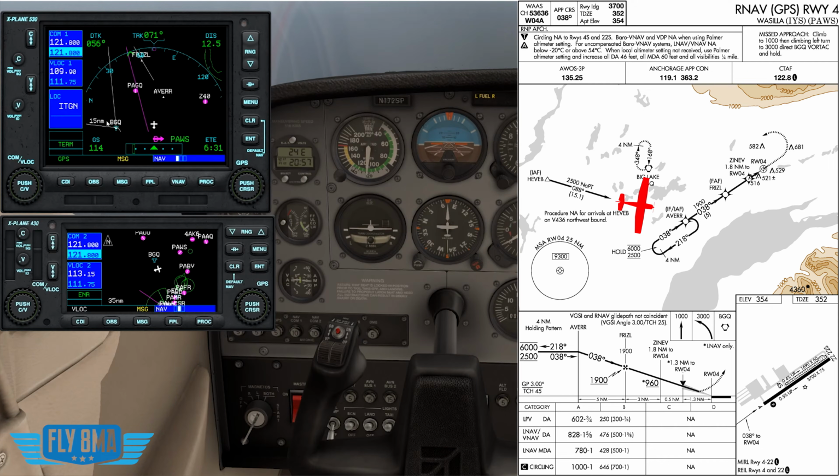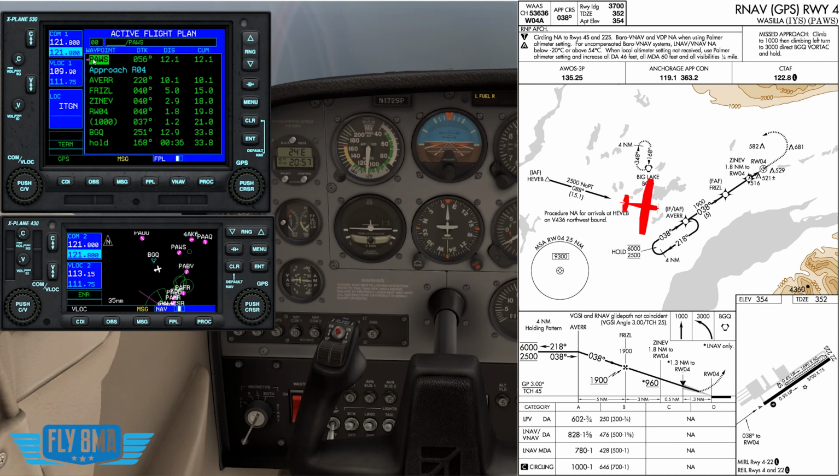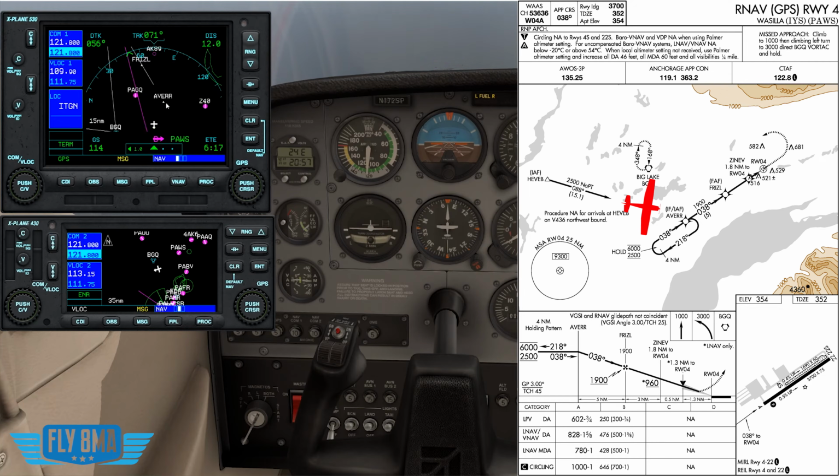Now, notice here that we're in terminal mode. That's not good. We're going to want to see approach mode or LPV mode, certainly within 2 nautical miles of the final approach fix. Otherwise, we have to go missed. Plus, our current active leg is taking us direct to Wasilla. We don't want that. We actually want it to take us from AVER to Fritzl on down. So we want to activate this leg between AVER and Fritzl.